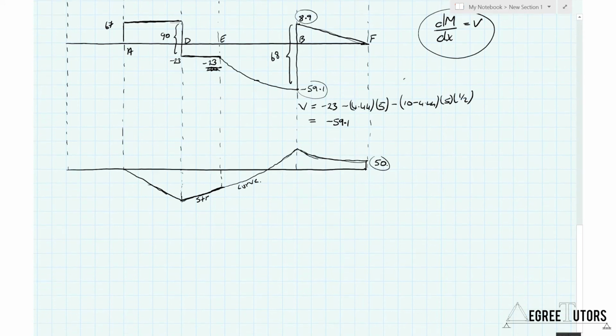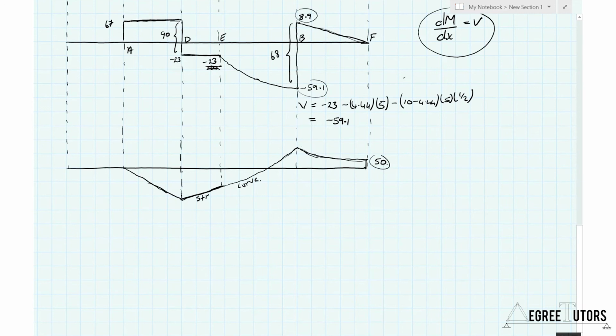So what I'm going to do is do a cut here because I want to know what the magnitude of the moment is there. So we'll call that cut 1, 1. We'd like to know what the value is here at the end of the straight line portion. Let's call that 2, 2. And we'd also like to know what the value is at this peak here. So let's call that 3, 3.